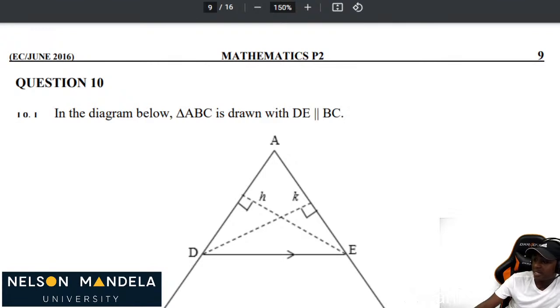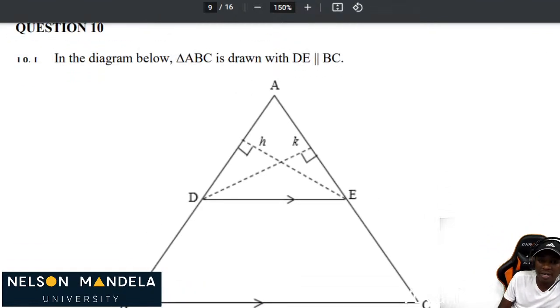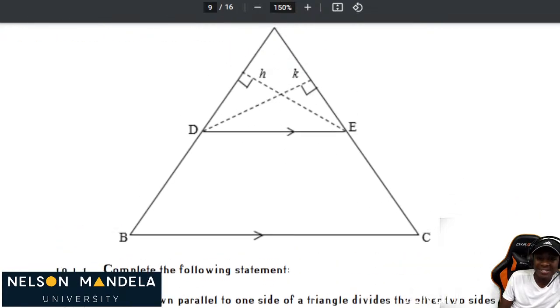Something which is a bit challenging. Yeah, it's not that challenging, but yeah. Great. Now, in the diagram below, triangle ABC. Oh my word, this is what we are doing right now. Triangle ABC is drawn with DE parallel to BC.